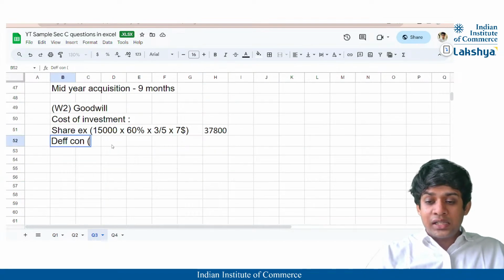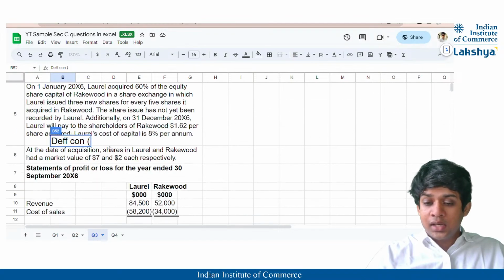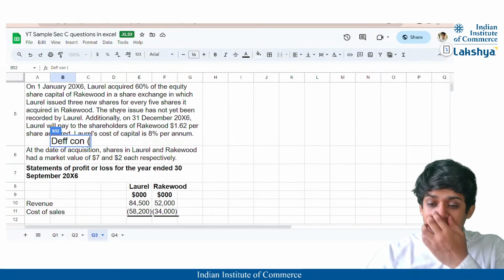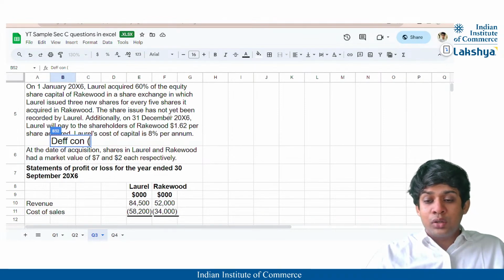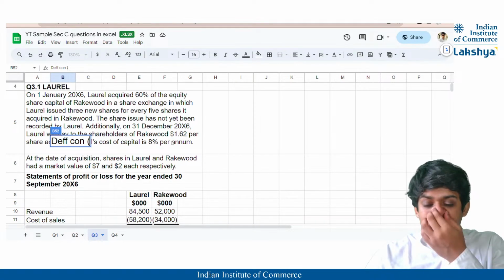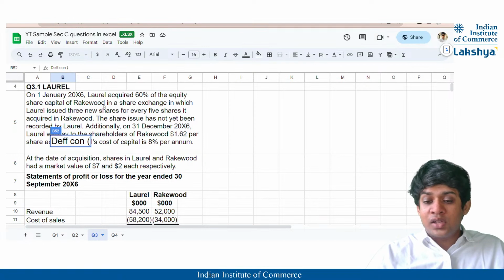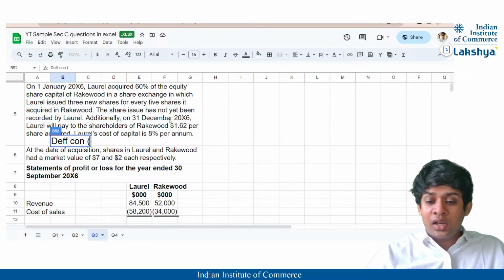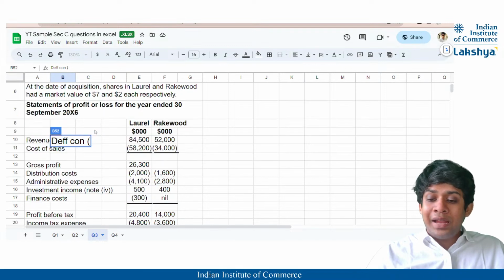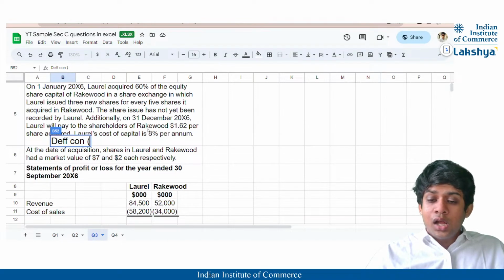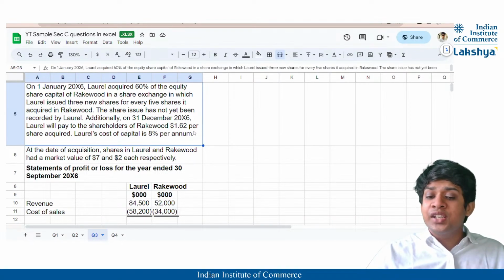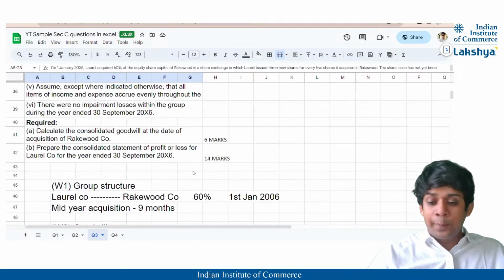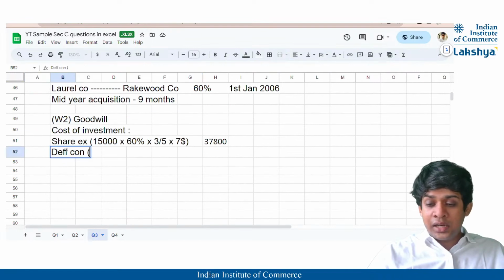So now, how much is the deferred consideration? As you can see here, guys, in this paragraph, what have they stated? That the share issue has not yet been recorded by Laurel. Additionally, on 31st December 2006, that means after 12 months from the acquisition on 1st January, Laurel will pay to the shareholders of Rakewood $1.62 per share acquired, and Laurel has a cost of capital of 8%. So if you remember, what do we do in deferred consideration?